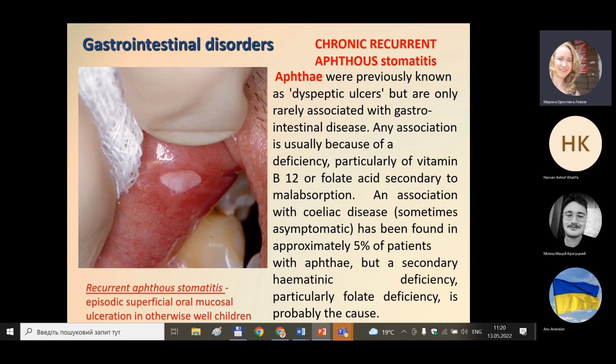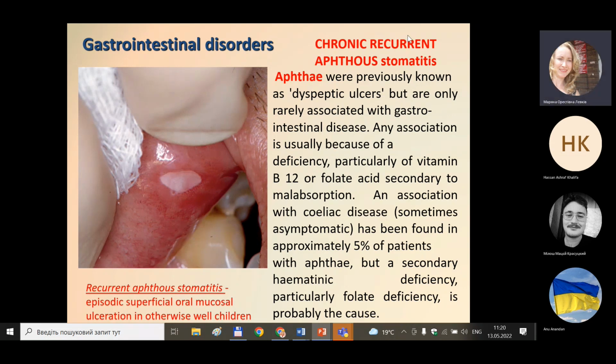So the aphtha, as the main element of the lesion, will be present in different places of the oral mucosa, in different places of the oral cavity. But in a certain patient, this aphtha has its favorite localization. It can be on the tongue for one patient, on the labial mucosa for another patient. So they have their favorite places to develop in a certain patient.